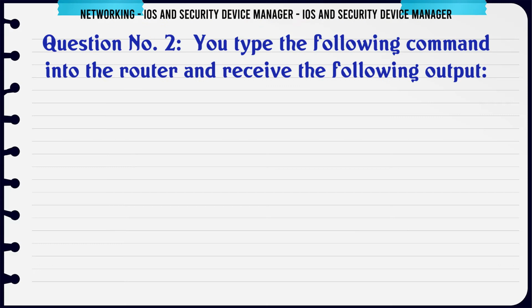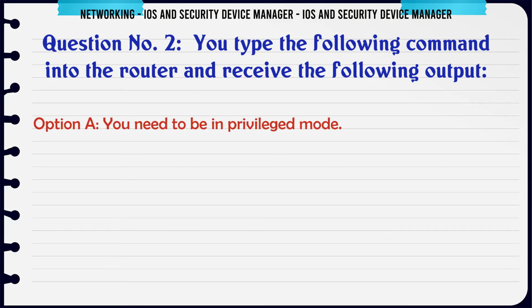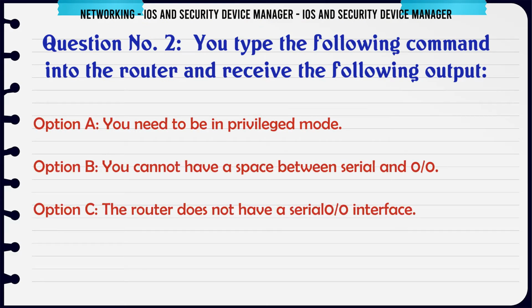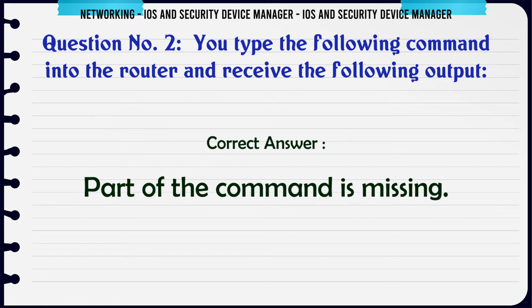You type the following command into the router and receive the following output. A. You need to be in privileged mode. B. You cannot have a space between serial and 00. C. The router does not have a serial 00 interface. D. Part of the command is missing. The correct answer is part of the command is missing.